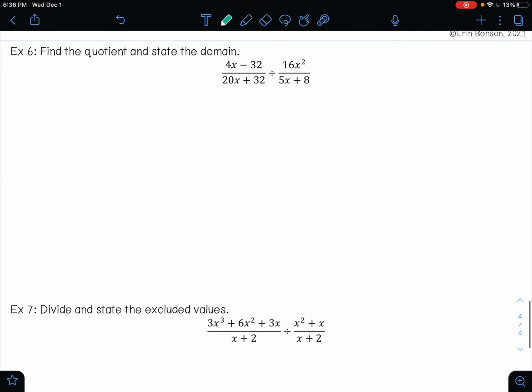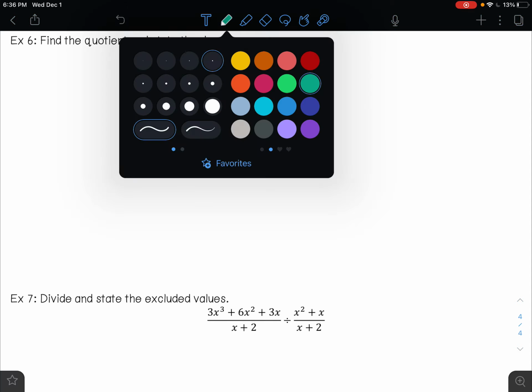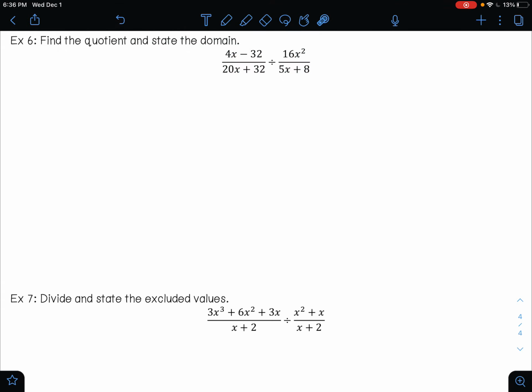Now that we've gone over reducing, which is the same thing as simplifying, multiplying, now let's go over dividing. Example 6 says find the quotient and state the domain. To find a quotient, you're going to do the same thing that we did with fractions. You're going to keep this first fraction the same. You're going to change division to multiplication, and you're going to flip the second fraction.